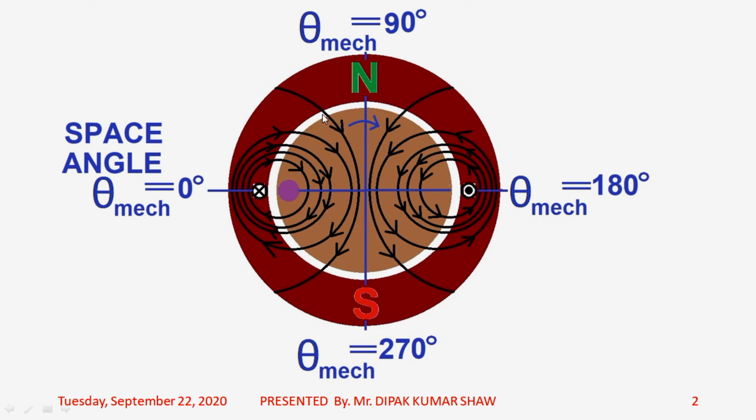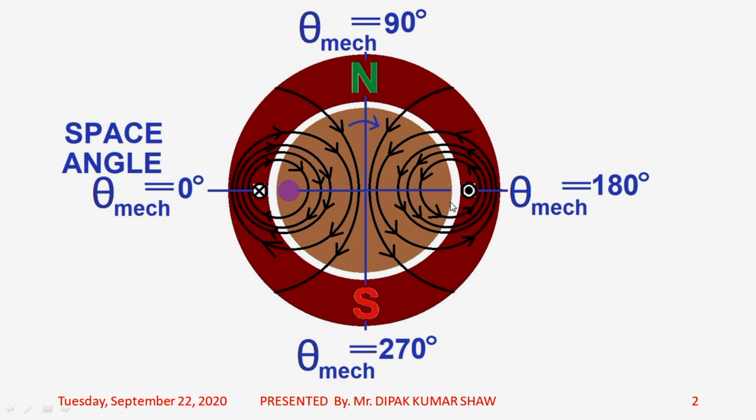So one thing we can think of is whether there is any particular variation of the strength of the magnetic flux density along the air gap periphery. What I mean to say is, let's say I want to plot a graph. So what will be the axes of the graph? Along the x axis I will plot theta, that is the space angle, and along the y axis I will plot B. What is B here? B is your magnetic flux density.